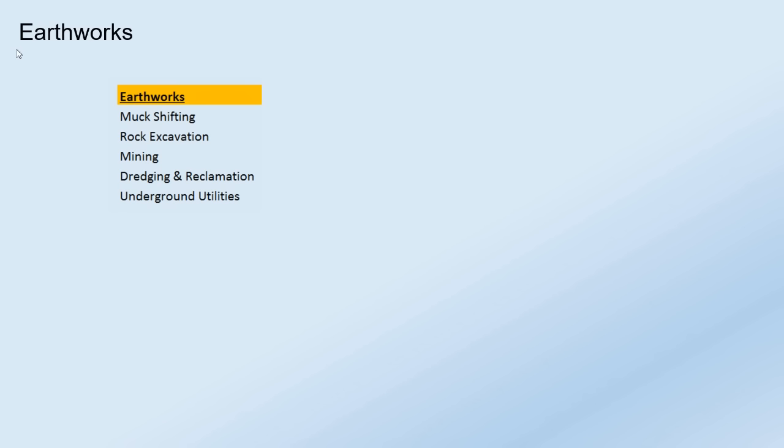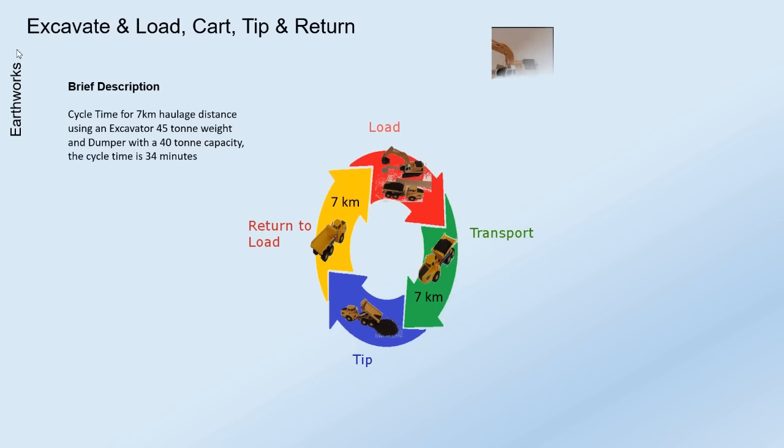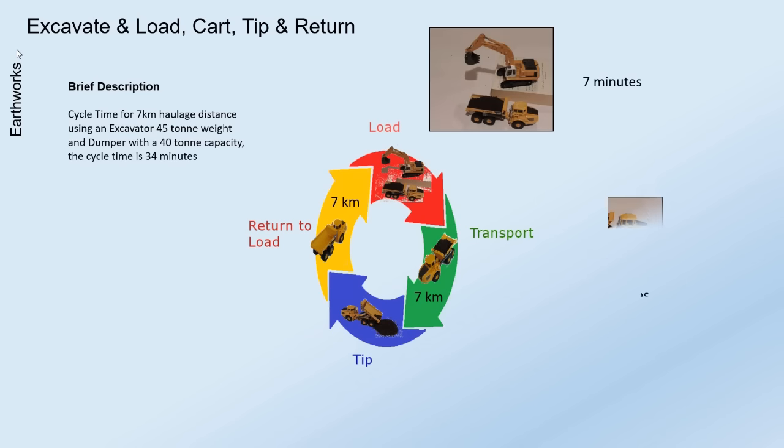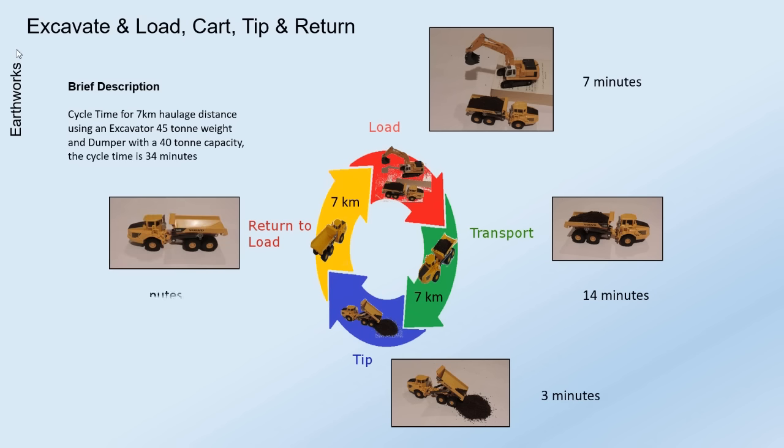Earthworks. Muck shifting is the process of moving large quantities of soil and rock. For a 7 kilometer haulage distance, using a 45 ton excavator and a dumper with a 40 ton capacity, the cycle time is 34 minutes.